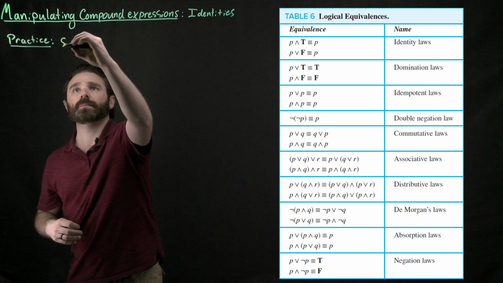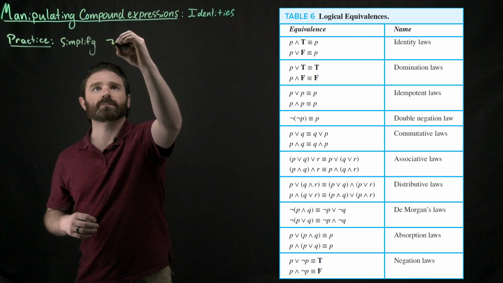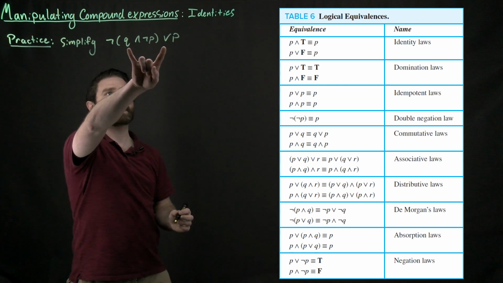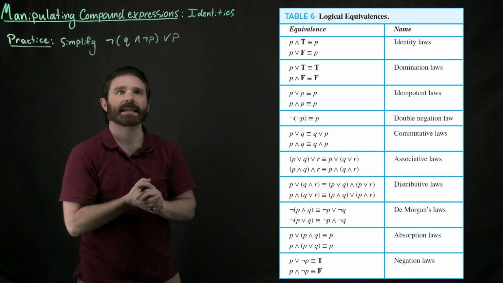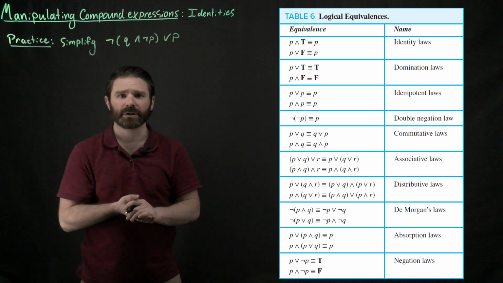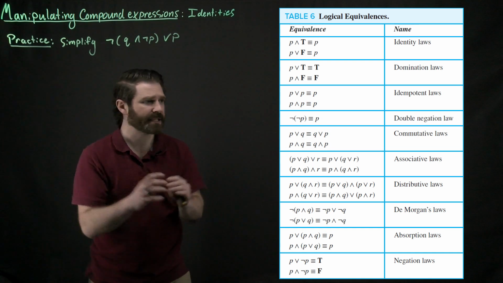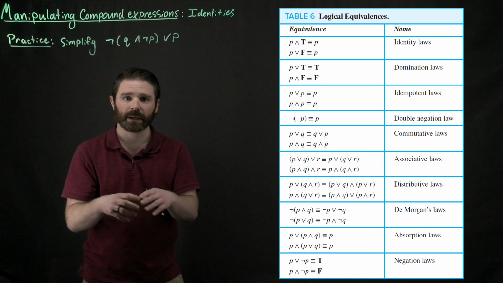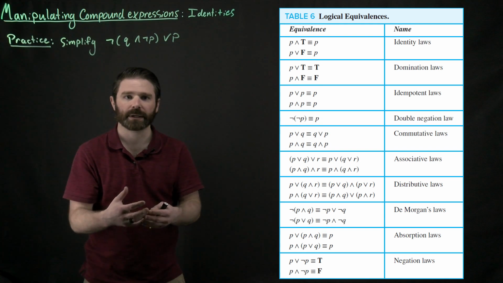So we might want to simplify this compound expression right here. If we want to simplify this compound expression by using these identities, let's go ahead and see if we can do that. When I simplify some compound expression, just like in algebra, there's not just one single way that you can go about simplifying it. There's a bunch of different ways, because you might be able to apply some of these identities in different orders and in different ways. And at the end, you're going to get the same or similar looking logically equivalent expressions, but you might have gone about it in a different fashion.